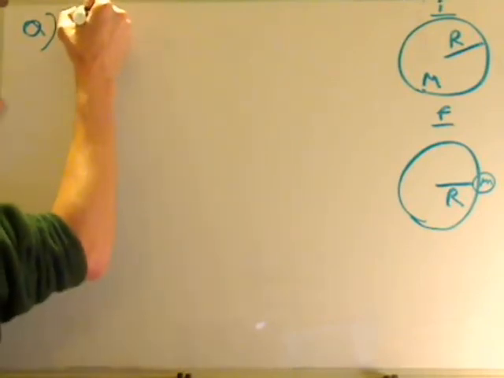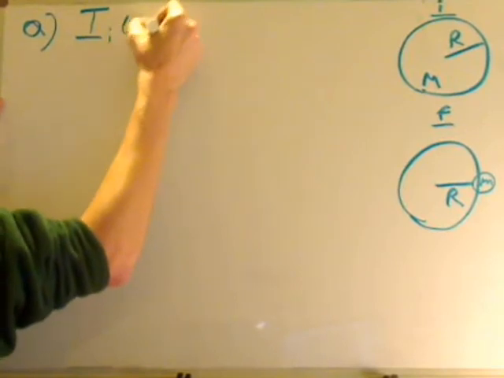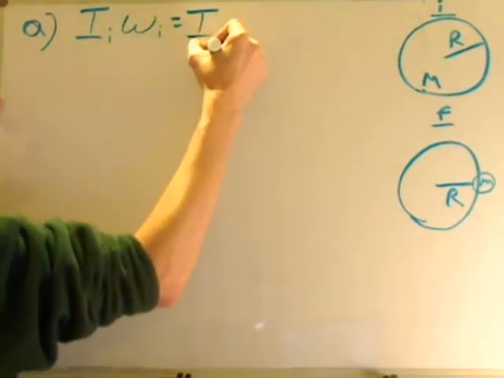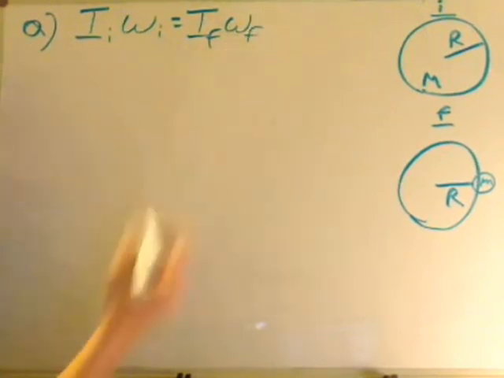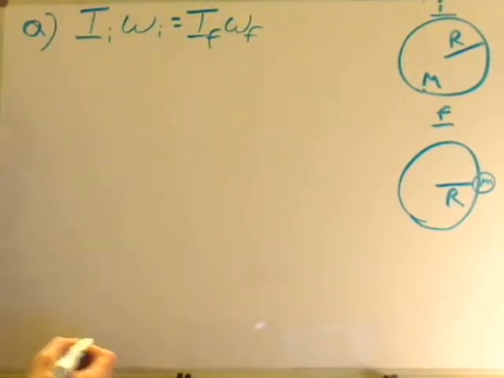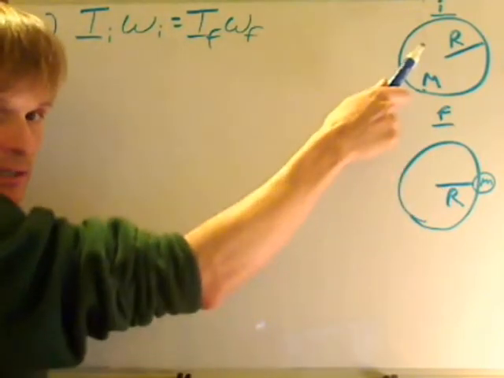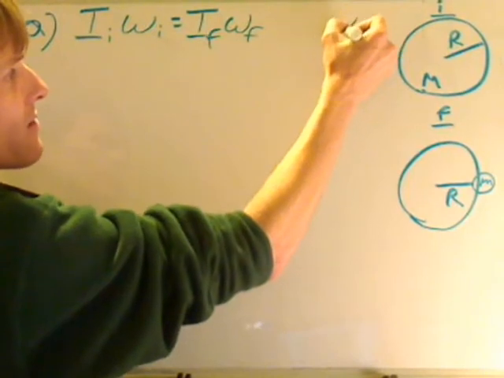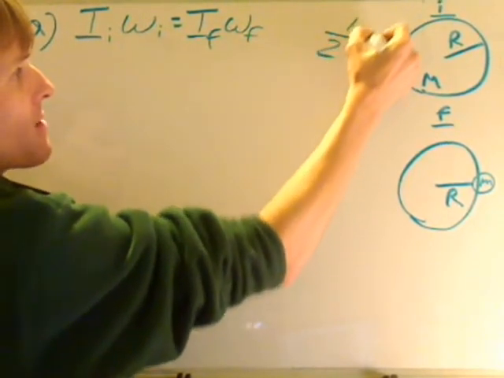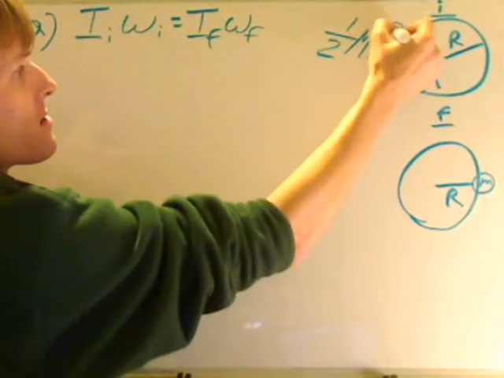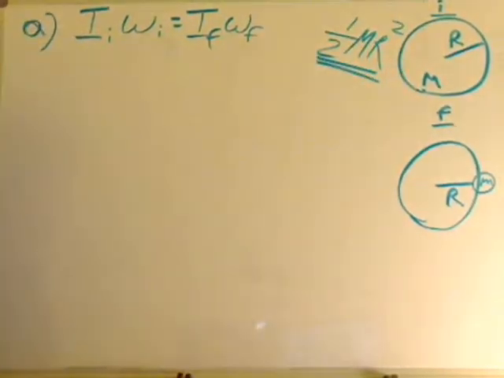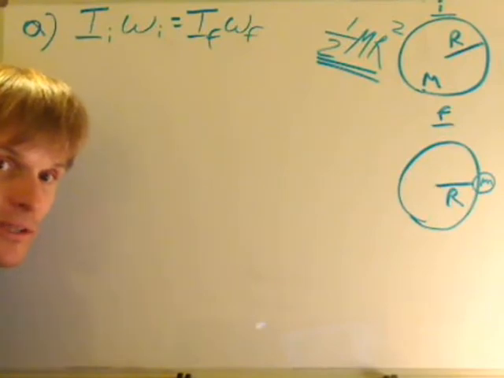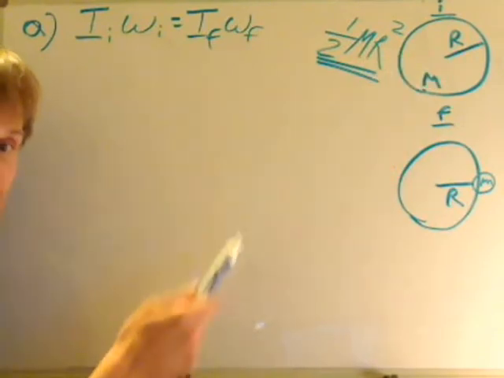The initial moment of inertia times the initial angular velocity is the final moment of inertia times the final angular velocity. So we need to calculate the moments of inertia in either situation. The moment of inertia of a disk, remember, is 1/2 mr squared. That looks very funny on the board. 1/2 mr squared is the moment of inertia of a disk.